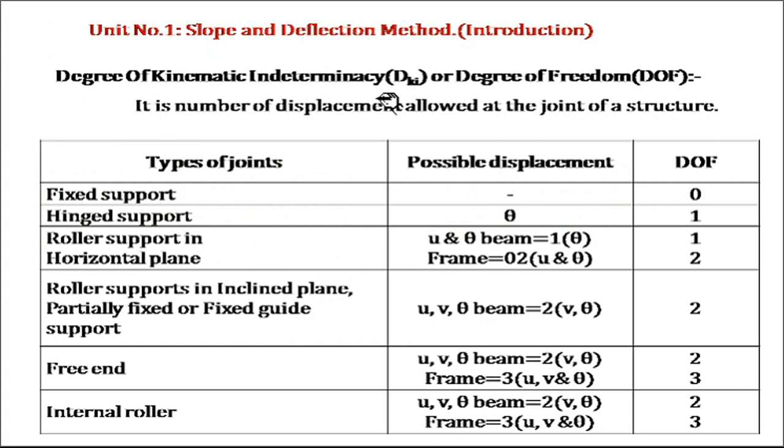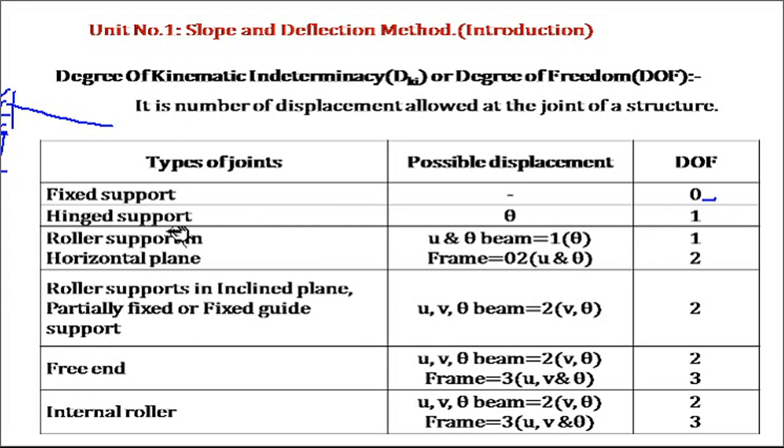Now degree of kinematic indeterminacy or degree of freedom is the number of displacements allowed at a joint of the structure. Now if you consider the first joint, it is a fixed joint. The fixed joint is subjected to three reactions. One is the vertical reaction, second one is the horizontal reaction, and the third one is the moment. So the degree of freedom, that is allowable displacement: this fixed joint will not allow movement in x direction as well as in y direction, and it will not allow rotation. So the degree of freedom will be equal to 0.